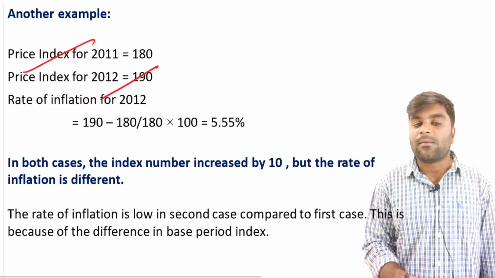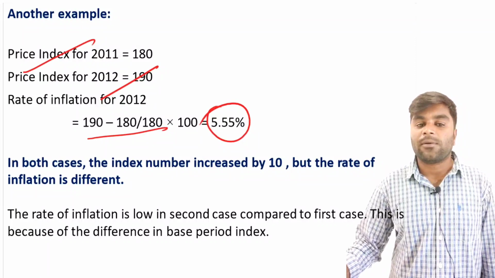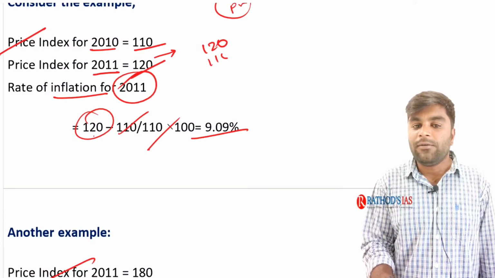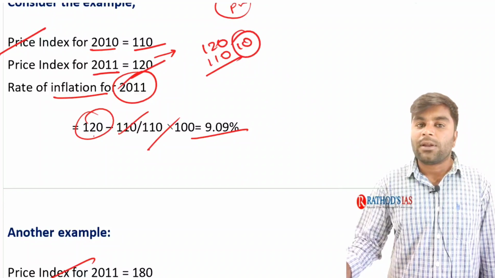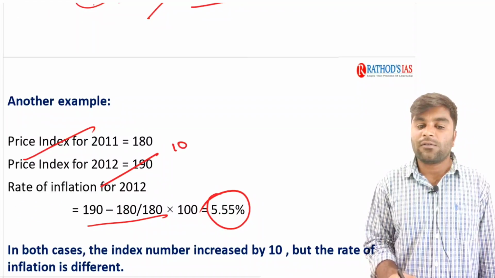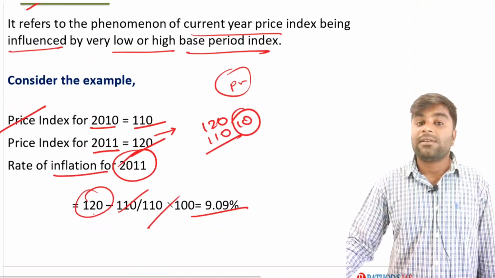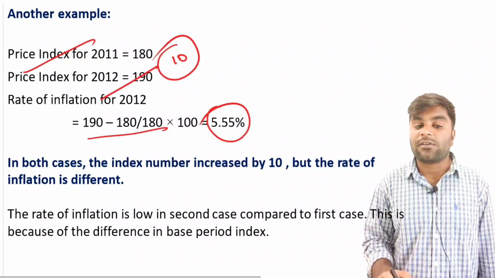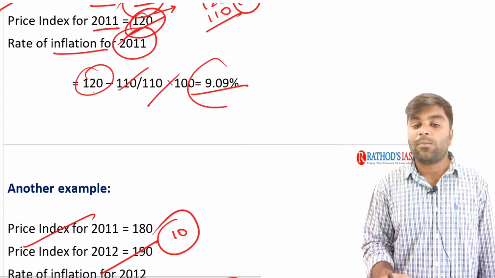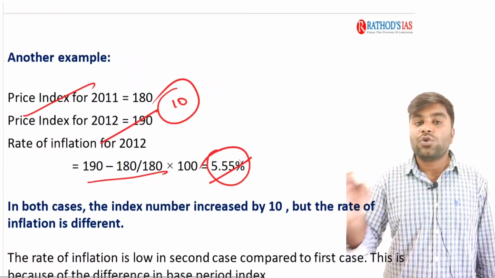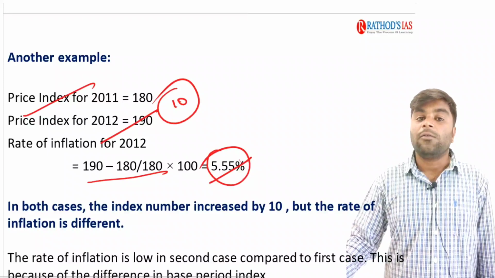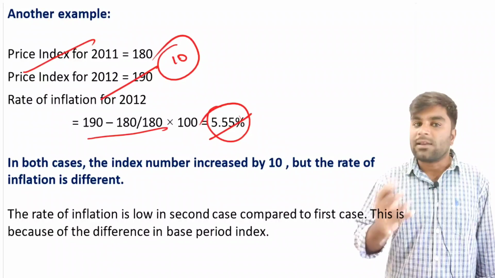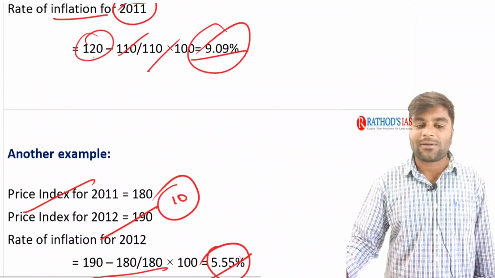Now let's look at another example. Here the inflation rate is 5.5%. Now when we analyze it, observe carefully, the difference between the price indexes in the above example is 10. The difference in the second example is also 10. But even though the difference is just 10, because of the price index numbers, the inflation rate has changed, from 9.9% to 5.5%. So due to these changes in the numbers of the price indexes, we have a varied inflation rate, even though the difference between the years' price index is one and the same. This effect is called the base effect.